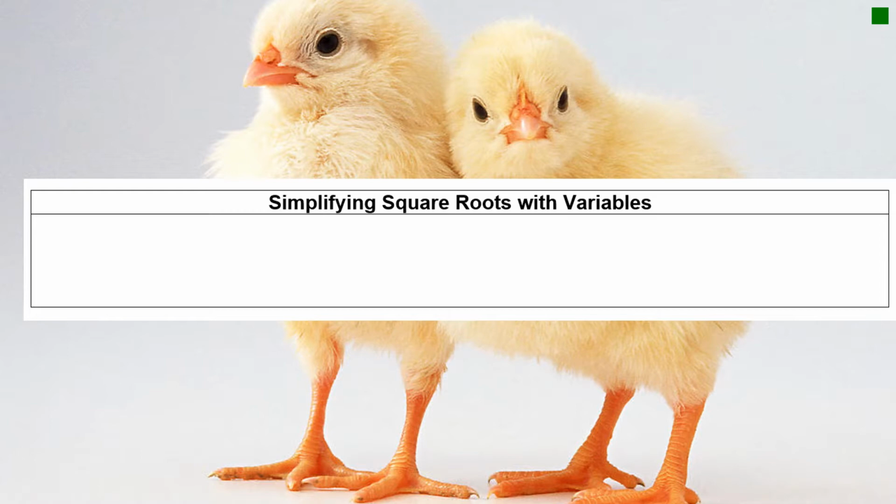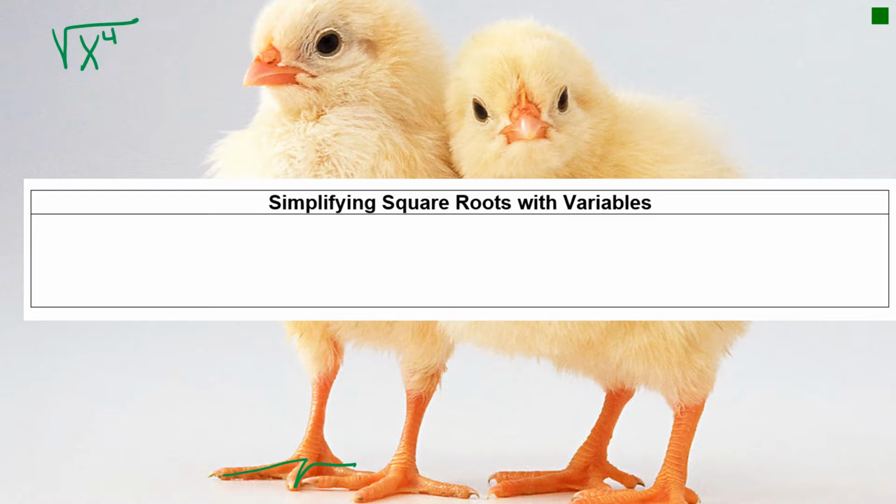Let's move on. Okay. Ooh, look, here's kind of a little radical right there in the little chick's feet. Simplifying square roots with variables. Okay, so numbers we can hedge. Variables we can also hedge, because let's look at the square root of x to the 4th.